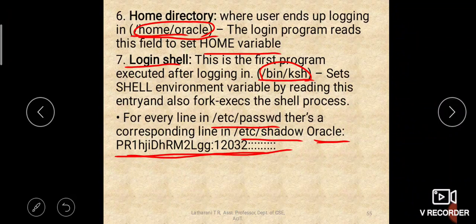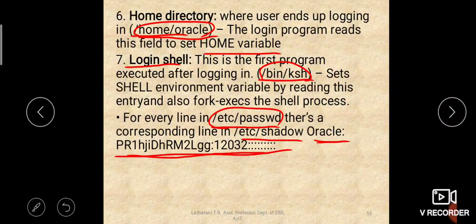Here the encrypted password is stored. See, don't get confused. The password is not stored in /etc/passwd. So where is it stored? /etc/passwd is under root, right? Because it is starting with a slash, it is an absolute path. So under root, the etc directory is there, and under etc, passwd will be there.